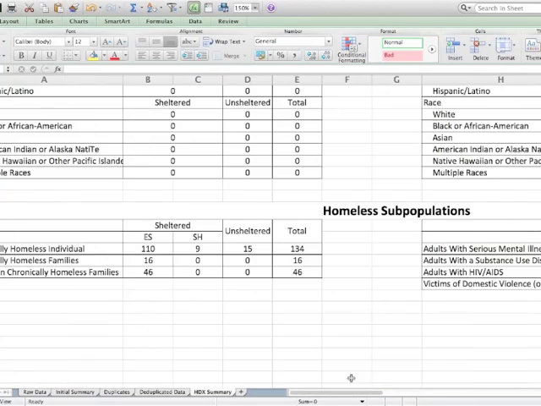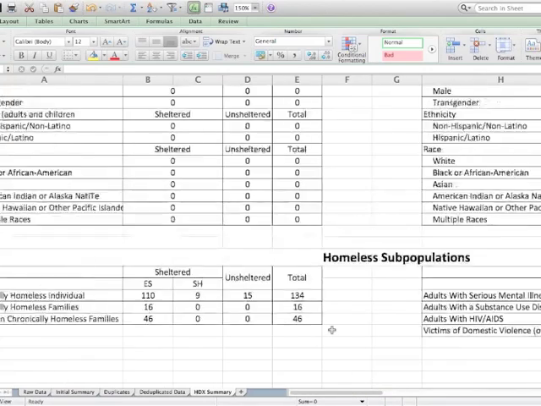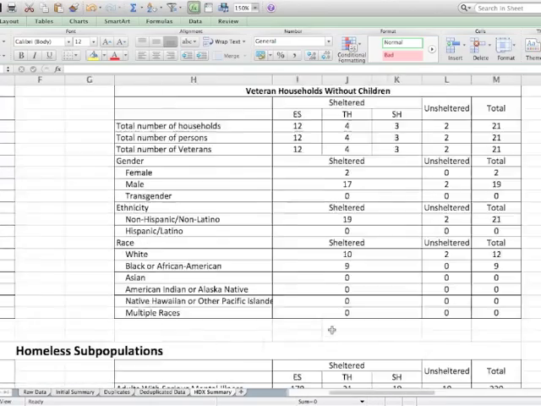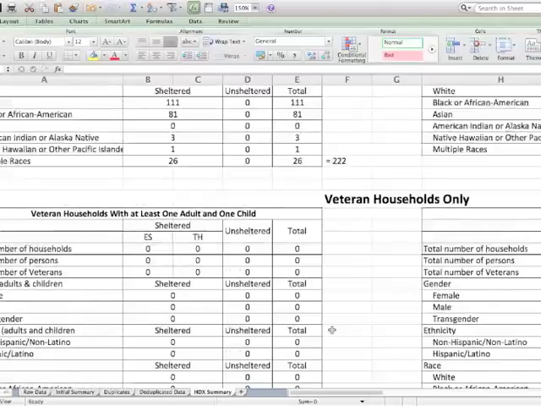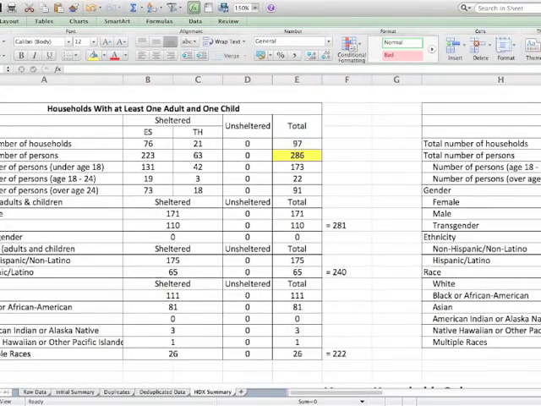The one thing that we wanted to just clarify with everyone is that, as in the example above, the total over here does not equal the totals for each of the specific characteristics of the household. So for example, there were 286 people, but there was only information about the gender for 281, information about ethnicity for 240, and information about race for 222 individuals.